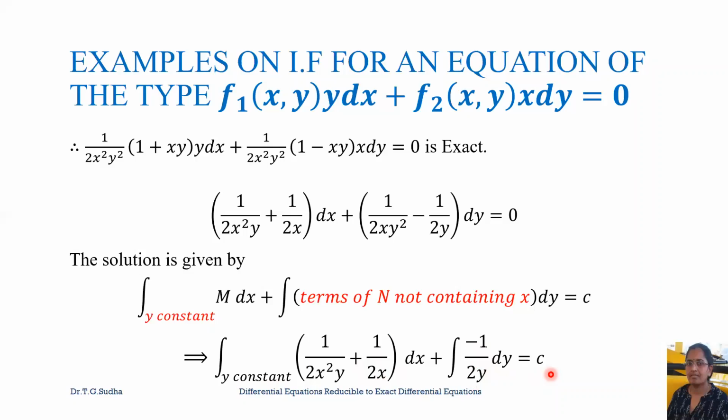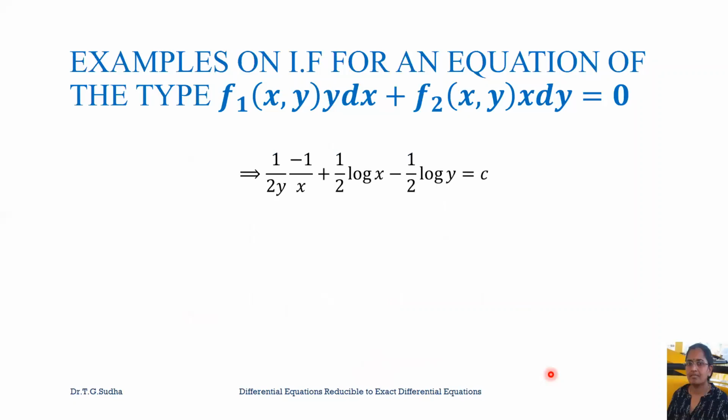Now let us integrate both the integrals, and we get 1 over 2y, which is a constant, kept as it is. 1 by x² gives us minus 1 by x, plus half into 1 by x gives us log x, minus half into 1 by y gives us log y, equal to c.